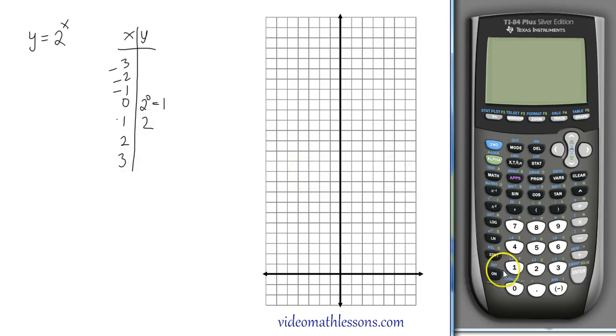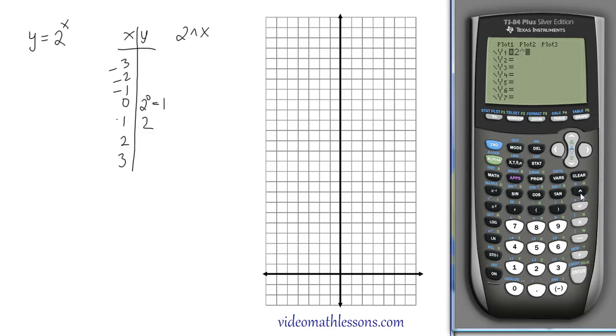But what I want to show you tonight is how to use your graphing calculator. So we're going to turn your calculator on, and we have to input the function. We press y equals, and we're going to type in 2 caret x, 2 to the x power. The x is underneath the mode button, X,T,theta,n. So we press X, and you have X up on your screen.